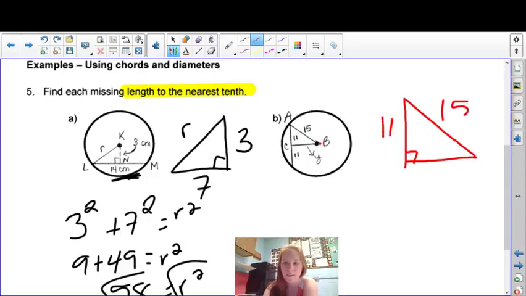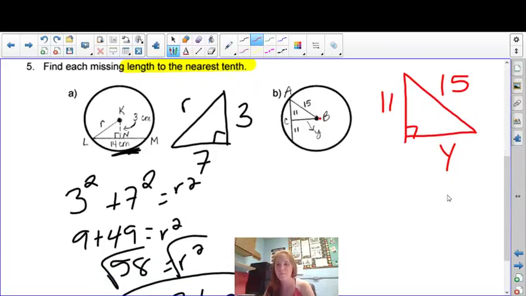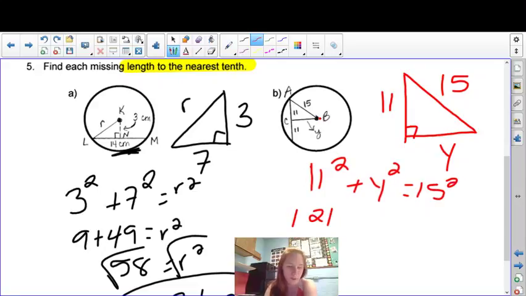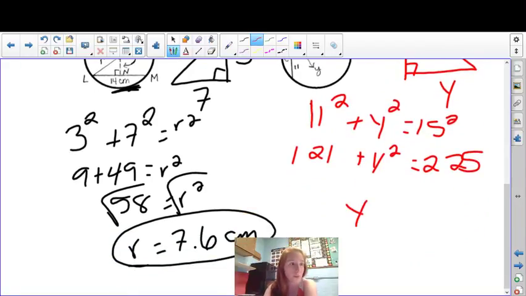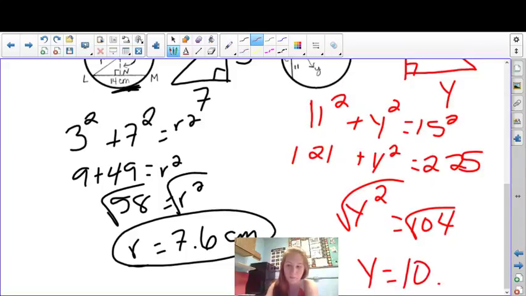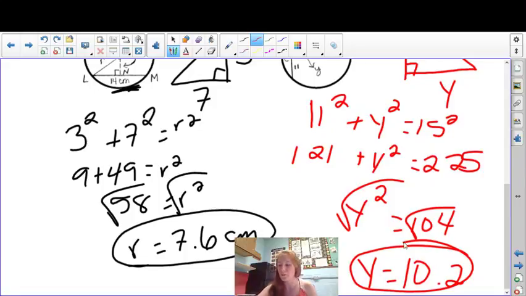off to the side so that I can visualize this problem a little bit easier. So I have 11 squared plus y squared is equal to 15 squared. So 121 plus y squared is 225. So y squared is equal to 104. Square root both sides. So y is equal to 10.2. And since there's no units on B, we don't have units on my answer.